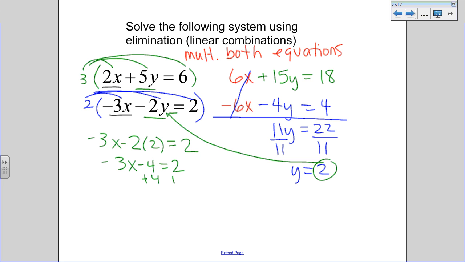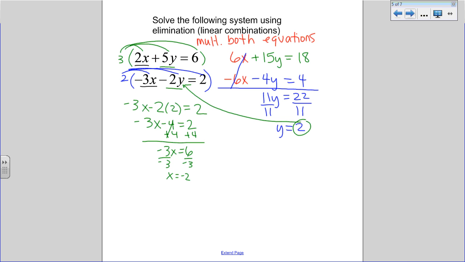Add 4 to each side. We get negative 3x equals 6. And then when we divide by negative 3, we get x is equal to negative 2. So I'm looking at an ordered pair of negative 2, 2 for my solution.